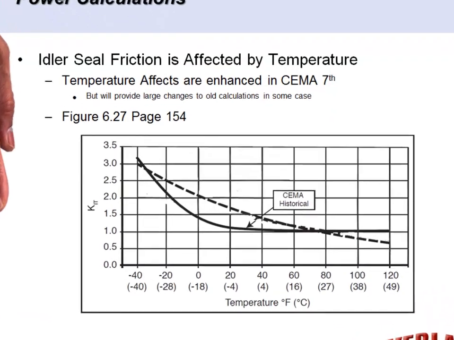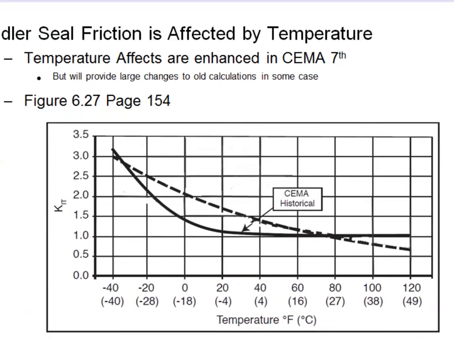What you're looking at here is figure 6.27 on page 154 of the new book. The solid line labeled CEMA historical is the temperature correction factor that you used to see in all versions of CEMA, 1 up to 6. You'll see here that there is no real temperature correction factor. The factor is 1 from freezing, 0 degrees C, all the way up to 120 degrees F or 50 degrees C. And then it starts getting exponentially higher as you go into low temperatures.